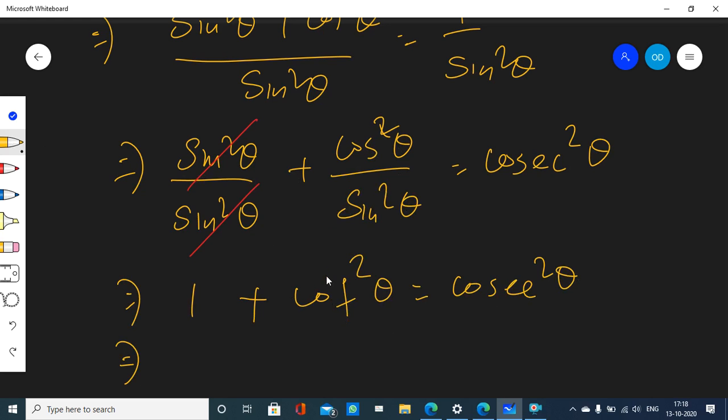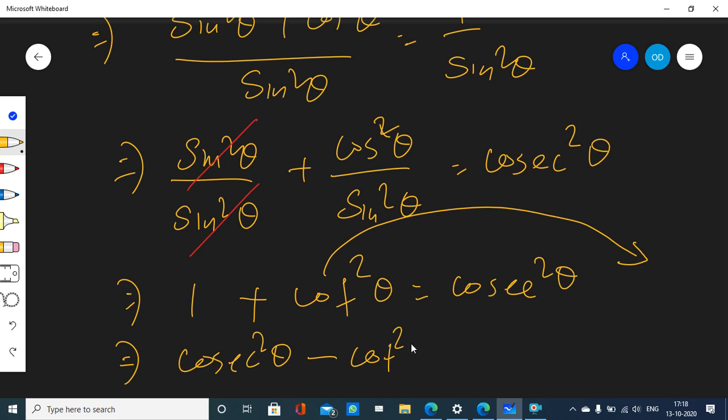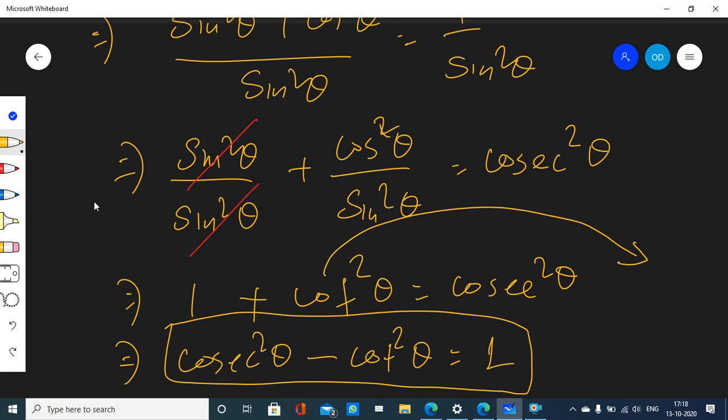Then if I bring this cot square theta to this side, we get cosec square theta minus cot square theta, and what are we left with on this side? 1. Proved?